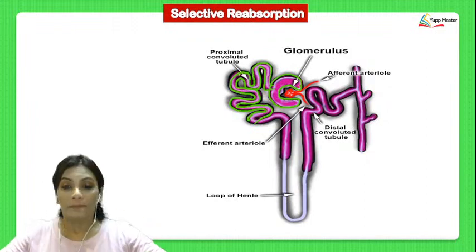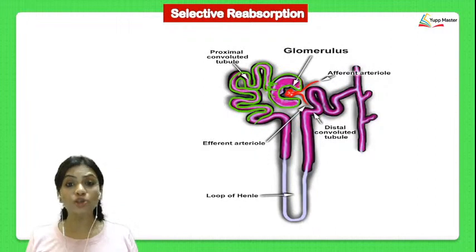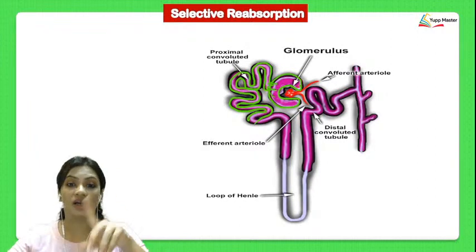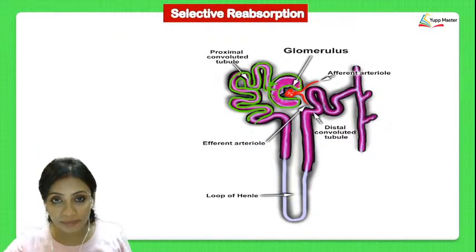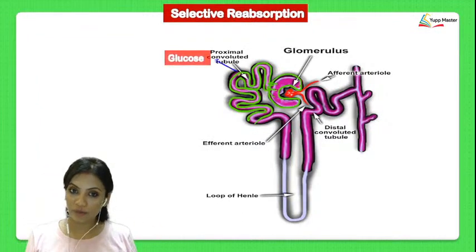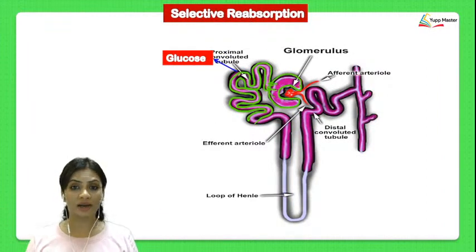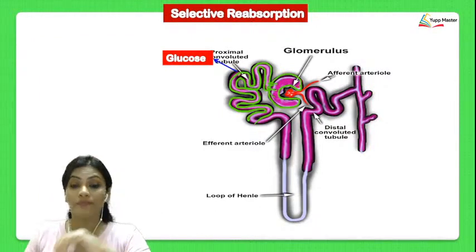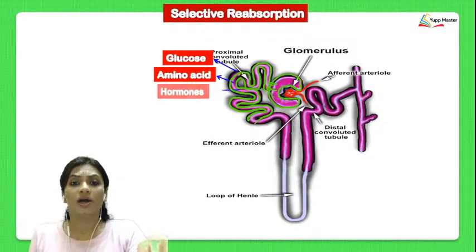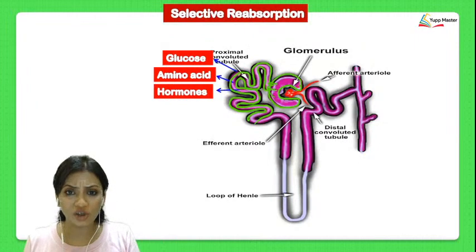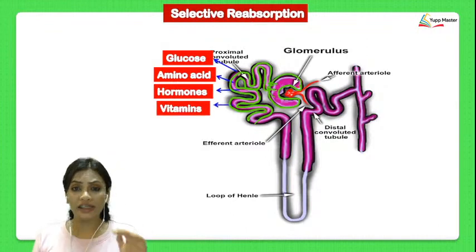Now because the filtration has happened under pressure, there are going to be certain useful substances in the filtrate too. What are we going to do with those useful substances? Aren't we going to reabsorb them? Yes. So when we are reabsorbing them, the first thing we need to reabsorb, the most important thing in our body, is glucose. Glucose is going to be reabsorbed. Amino acids are going to be reabsorbed. Hormones will be reabsorbed if at all hormones manage to pass through. Remember, hormones are proteins too. Then vitamins will be reabsorbed.